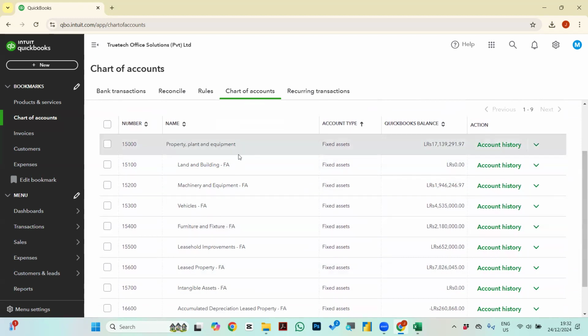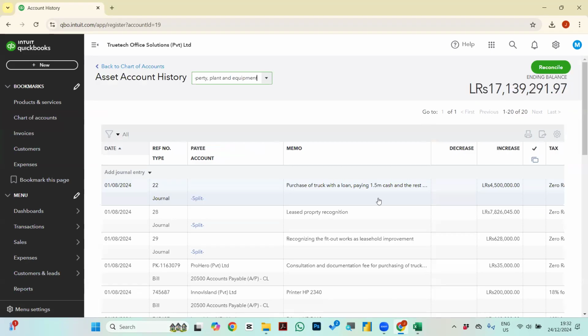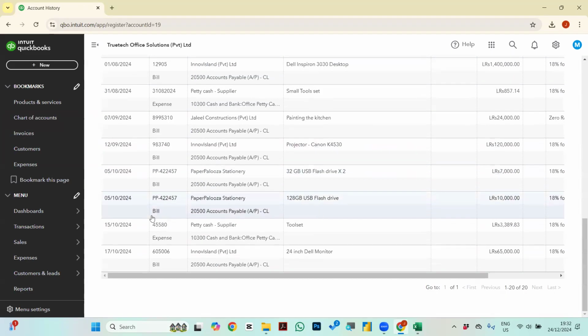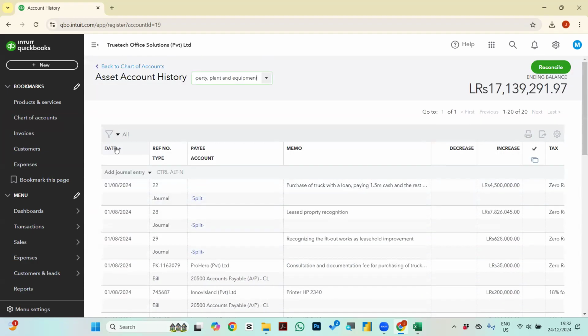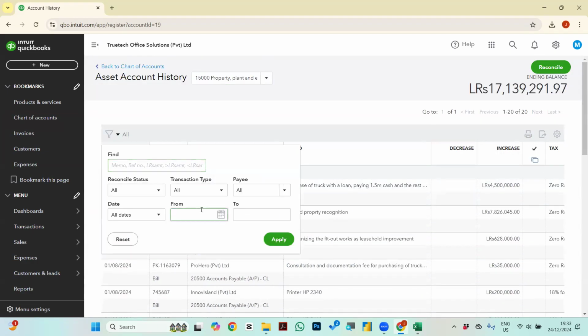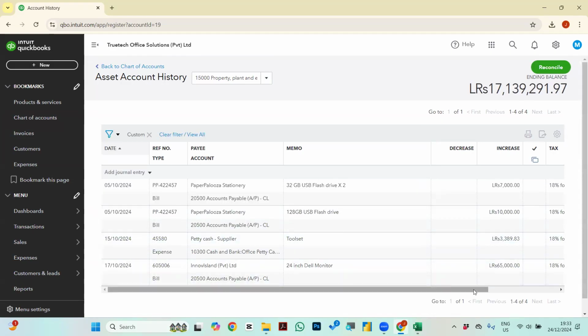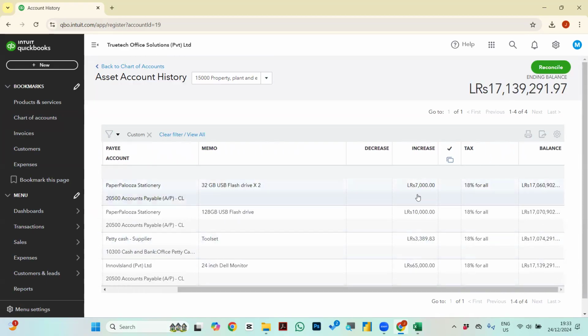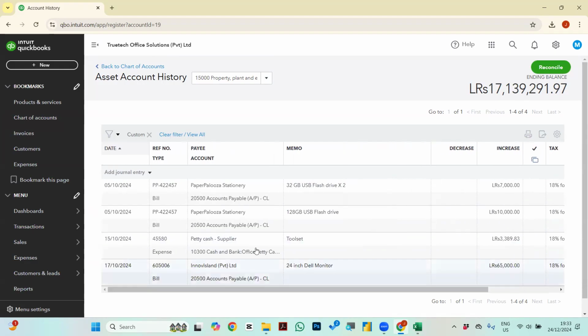It will make it easier for me to track all the transactions that happened during the period instead of checking one by one. All I'm interested in is the transactions that happened in the month of October. So I can also filter from here from 1st October till 31st October. I need the transactions. So these are all the purchases that we did in the month of October. The first one was purchasing some USB flash drives.